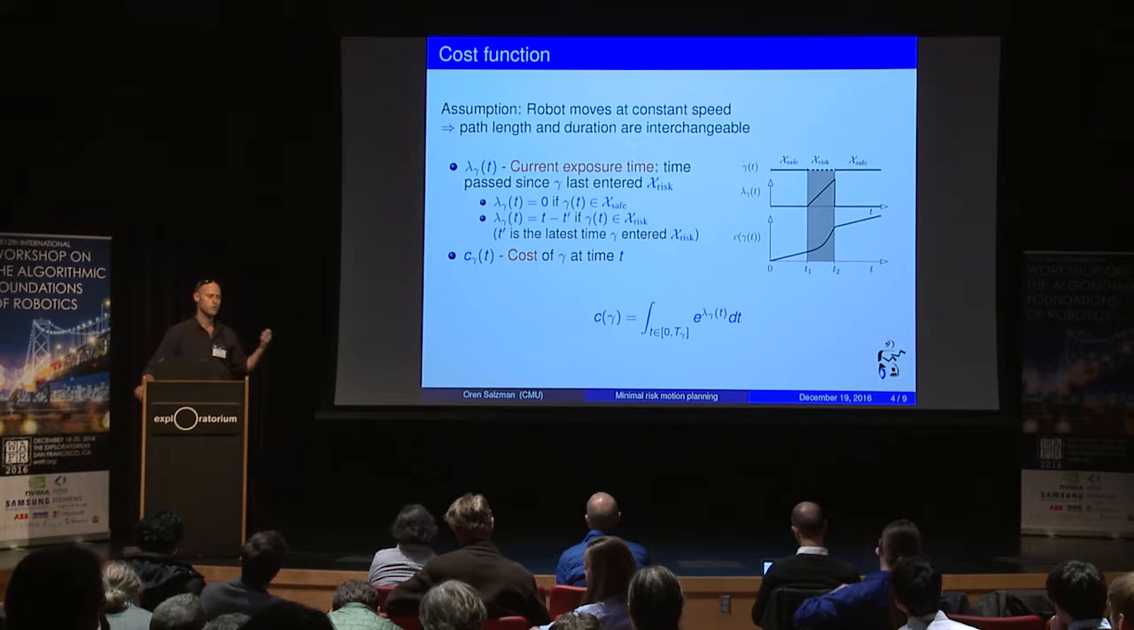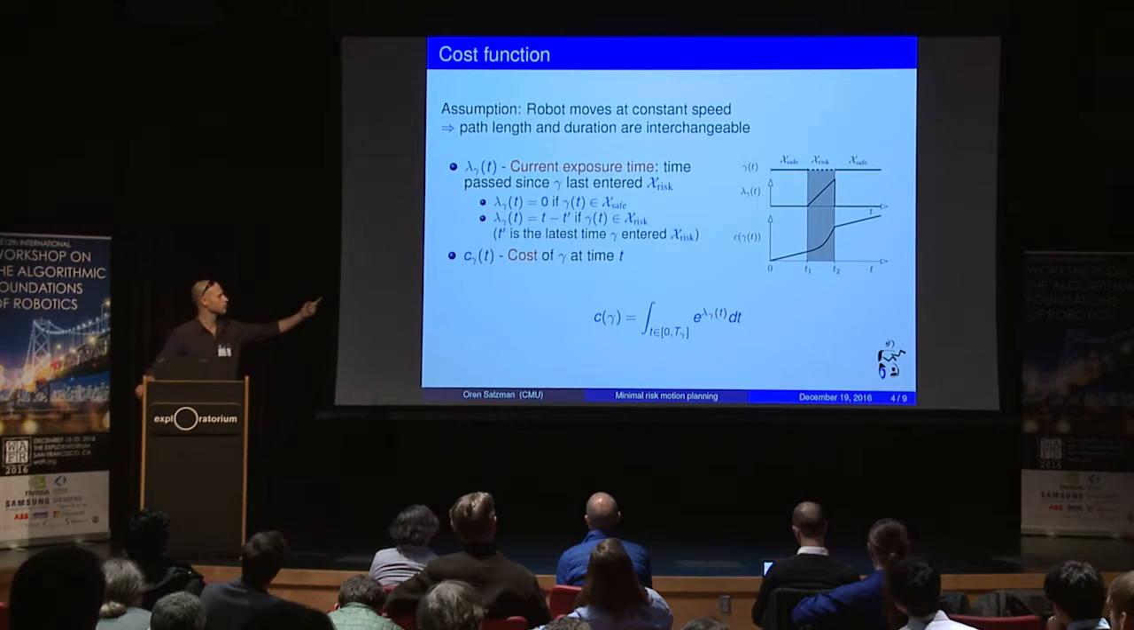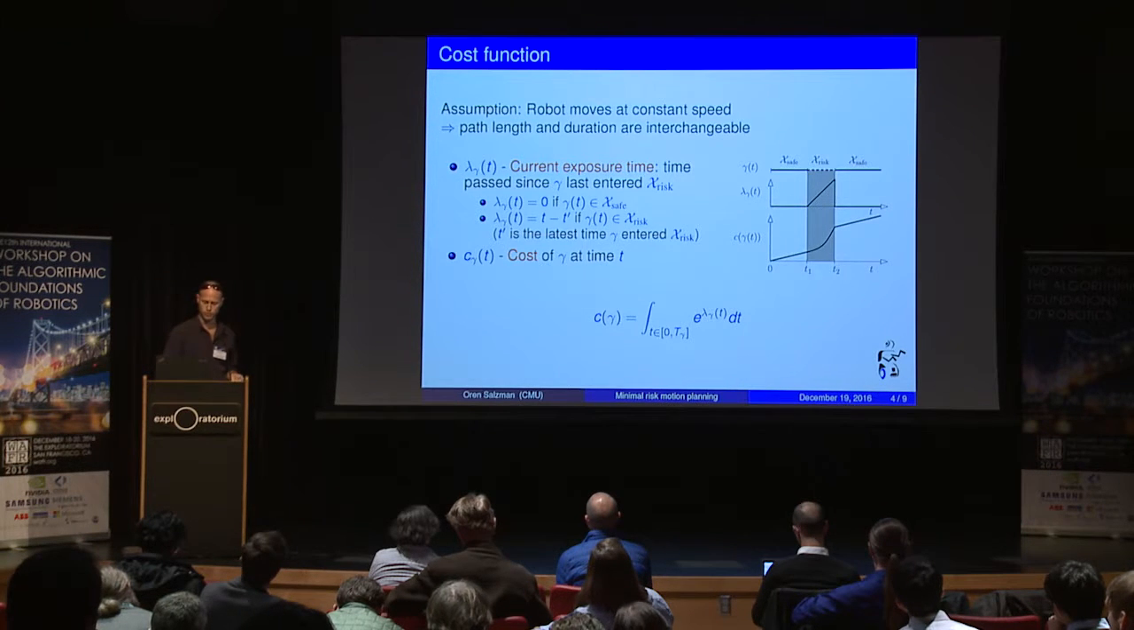And now the cost function, which is key here, is we integrate over the path, and at each point, we take e to the power of the current exposure time. And the exponent here is not important. You need to take any superlinear cost function. So when the current exposure time is 0, e to the power of 0 is 1, and we simply get path length. And this is depicted in the lower part of the figure, where the path grows linearly when we're in the safe region. When we enter the risk region, we get an exponential penalty, and we can see that in the superlinear part in the risk region. Once we exit the risk region, we return to grow in a linear fashion.